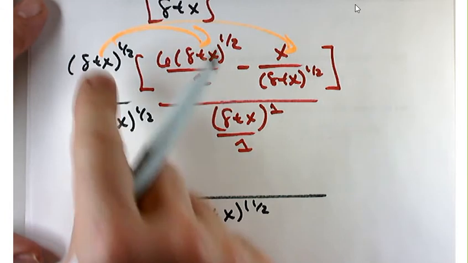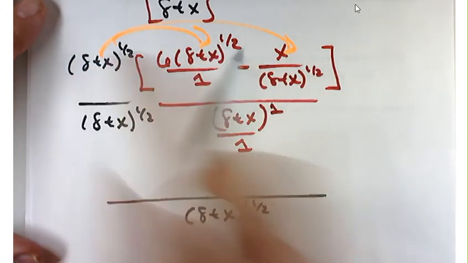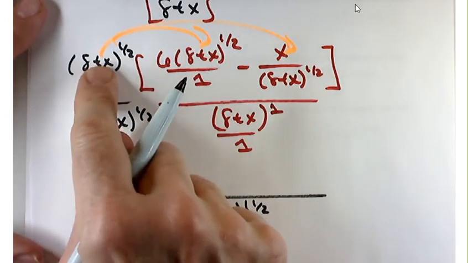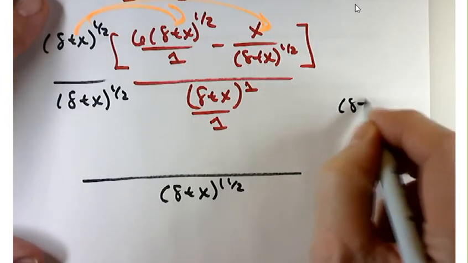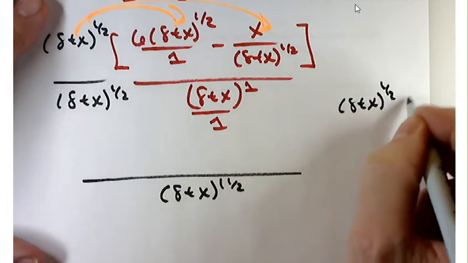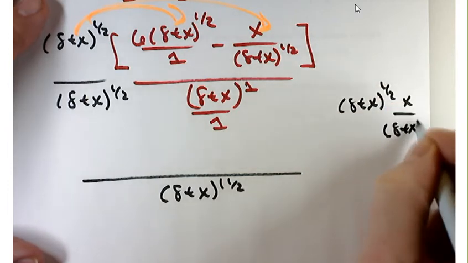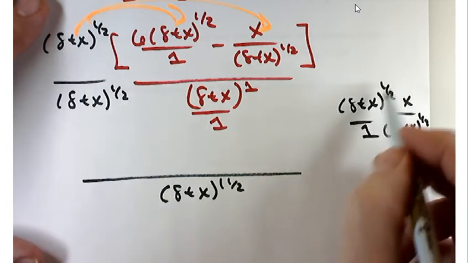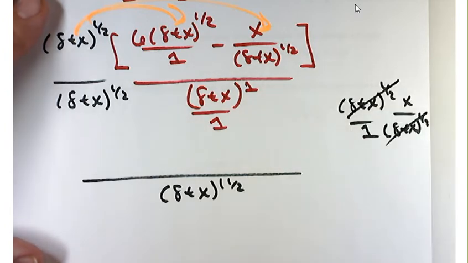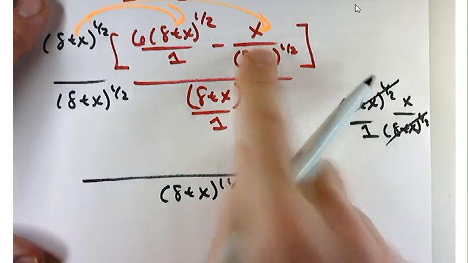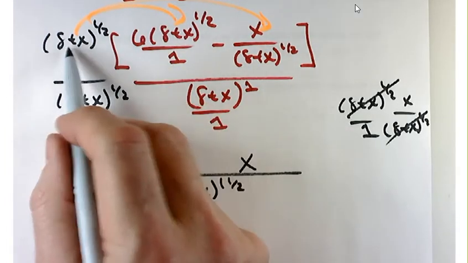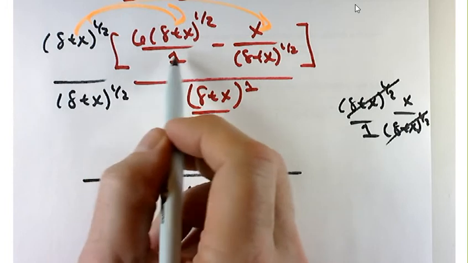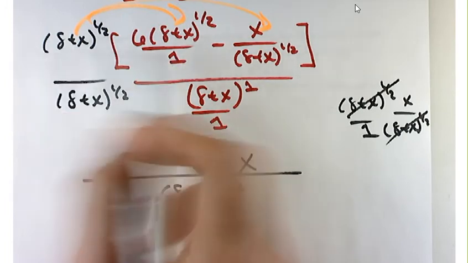How about the numerator? Let me start with the second part here. When this multiplies this, let me kind of write it off to the side. I got (8 plus x) to the 1/2 times x over (8 plus x) to the 1/2. Those terms are going to cancel. The only thing that's going to be left is the x. Okay, that's great. Is there any cancellation here? No, because I've got a denominator of 1. It's not going to cancel with anything.